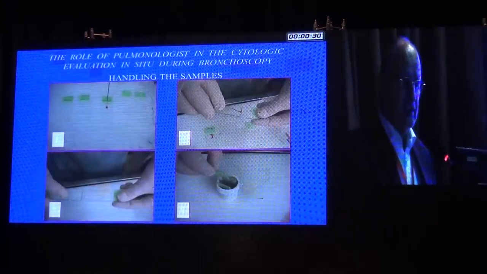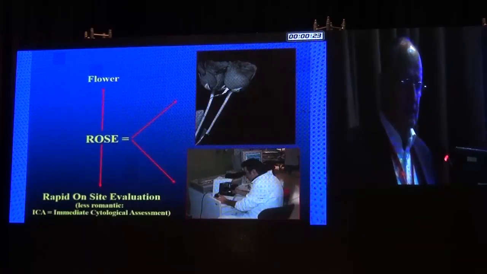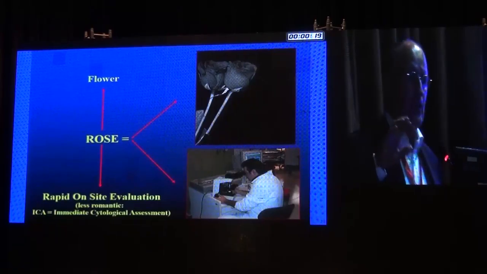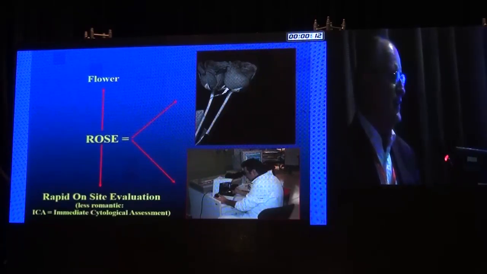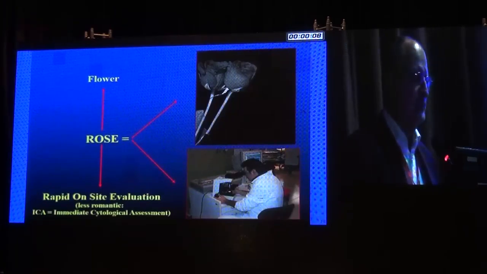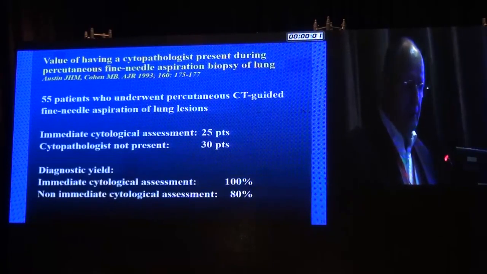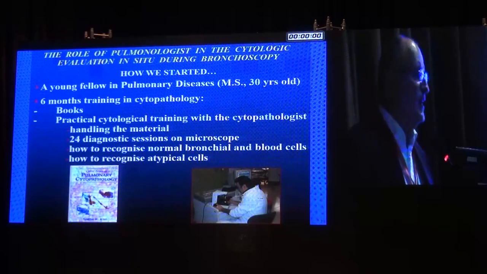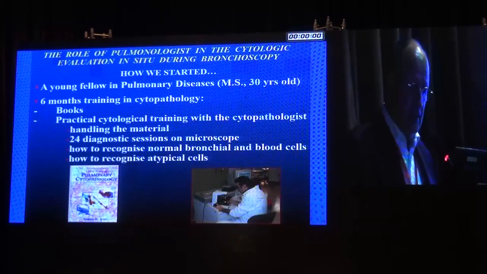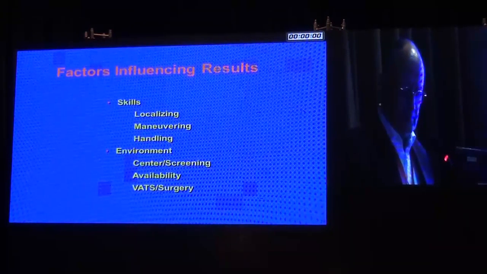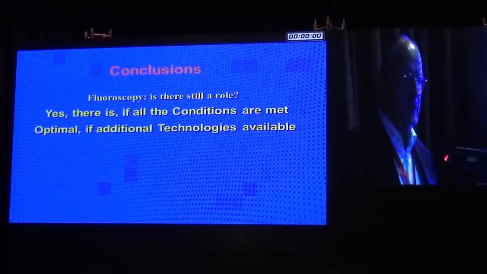And then how do you prepare it? You take the sample, make smears, and what has been shown to be especially successful is ROSE, rapid on-site evaluation, when you have the pathologist directly by your side, so he can tell you immediately whether you hit the lesion or didn't hit the lesion, so you go back for another biopsy specimen. But for many, it's difficult to have the pathologist. So currently, he is starting to train pulmonologists to look at the specimens themselves. They can see this is material, it's not lung tissue, and then the pathologist can do the special subclassification of the lesion.